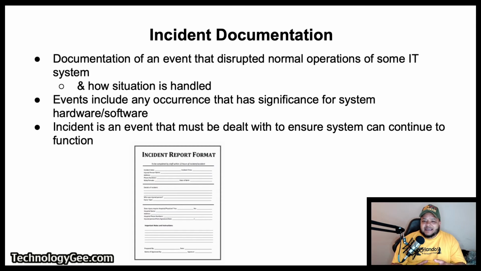Next, we have incident documentation. So an IT incident report is documentation of an event that has disrupted the normal operation of some IT system or had the potential to do so, and how that situation is also handled. In this context, events include any occurrence that has significance for system hardware or software, and an incident is any event that must be dealt with to ensure that a system can continue to function.